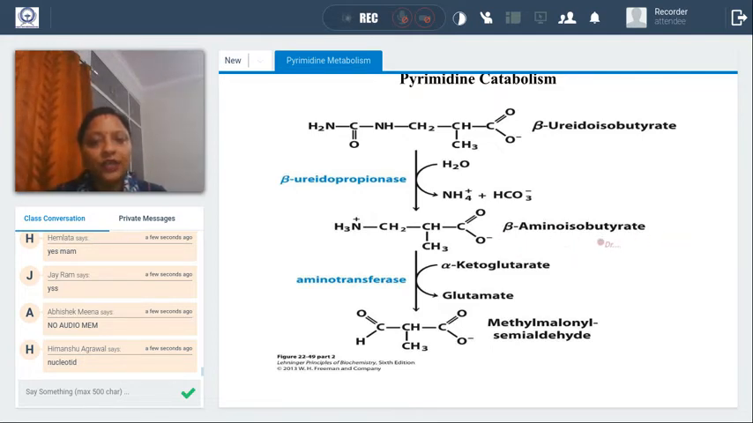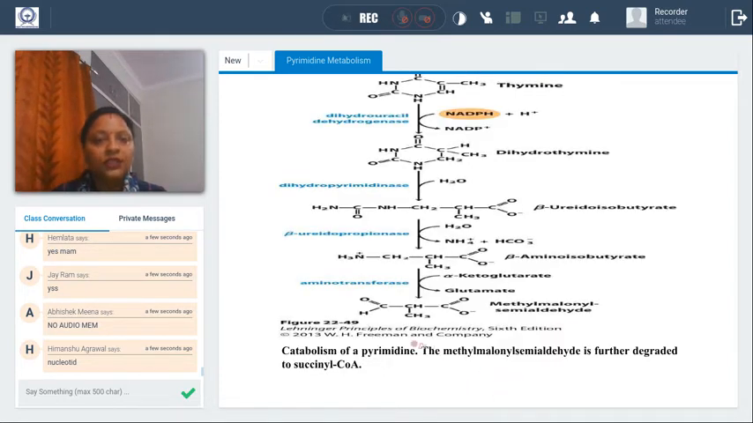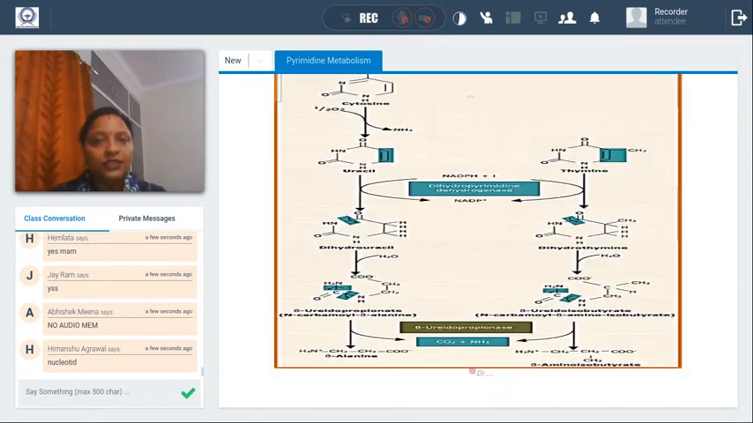From this beta-aminoisobutyrate, we get methylmalonyl semialdehyde. From this methylmalonyl semialdehyde, we get succinyl coenzyme A. This is the important phase, the transamination reaction: by an aminotransferase enzyme, alpha-ketoglutarate converts into glutamate. This is the whole process of catabolism of pyrimidine. The methylmalonyl semialdehyde is further degraded to succinyl coenzyme A.